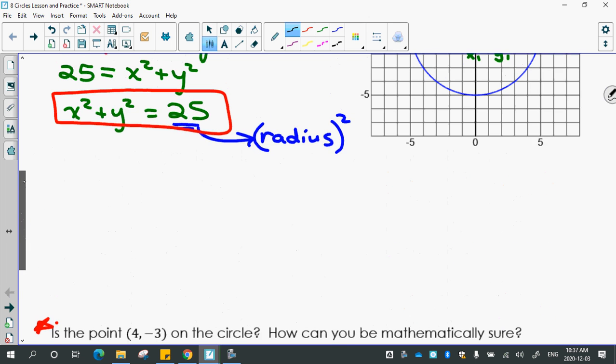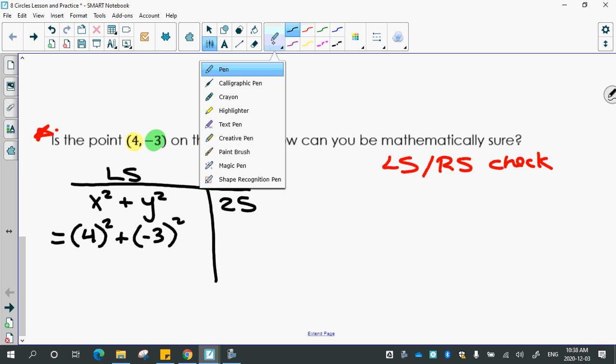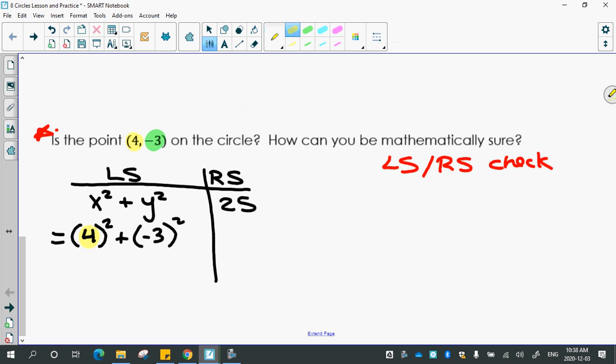Copy out what's on the left side of our equation of our circle. It's x squared plus y squared. Copy out what's on the right side. It's 25. And we're checking if it works out when x is 4 and y is -3. Okay? So then we're just going to substitute in. We're going to replace x using brackets with 4. Now we're going to replace y using brackets with -3. So 4 and -3.